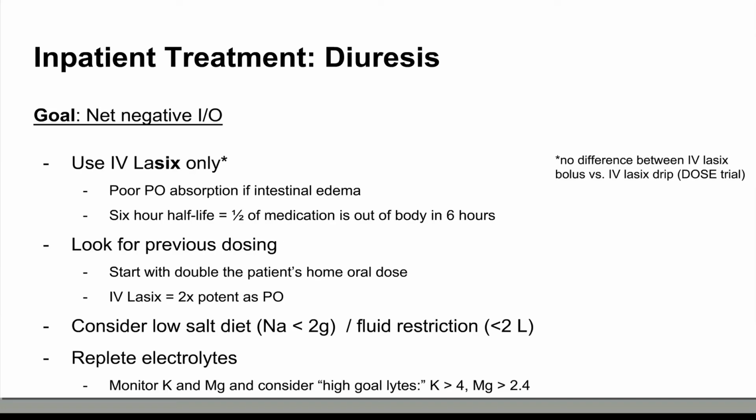The big picture for treatment of heart failure is really just diuresis. The goal is to have a net negative I&O, meaning have them pee off more fluid than they take in. The way we do this is using a medicine often called Lasix, or a loop diuretic. We use IV Lasix, which acts on the kidney to increase urine output. We use IV because the oral version is thought to have poor absorption if there is so much edema that you also have intestinal edema.